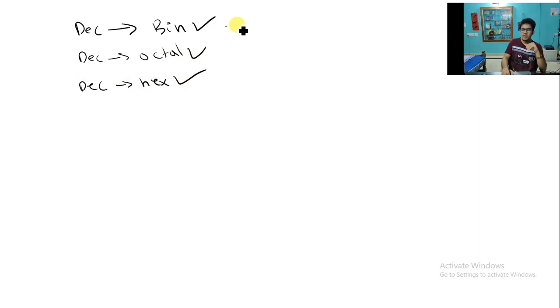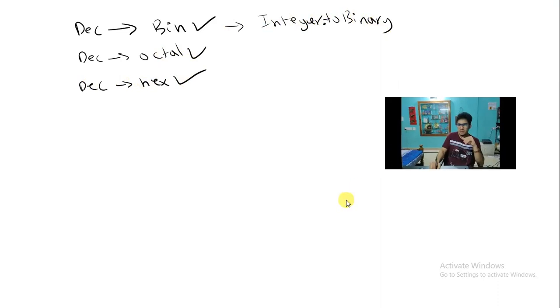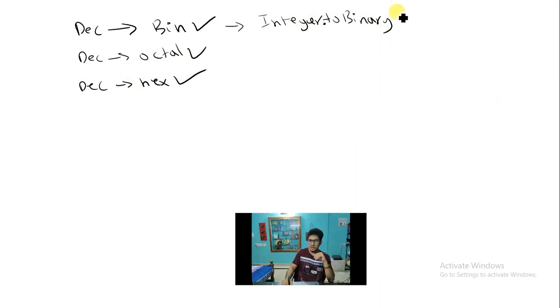For this, what is the method? The method was Integer dot toBinaryString. Integer toBinaryString, right? And for octal, the same thing. It is Integer dot toOctalString.